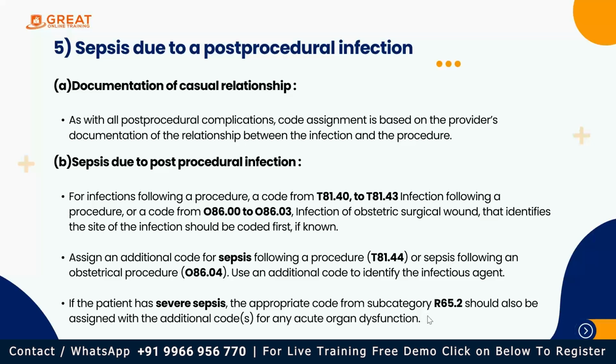code acute organ dysfunction. But in case of sepsis due to post-procedural infection, we have separate code for general post-procedural infection, and we have separate code for obstetric surgical wound infection. Because obstetric codes get priority, we have separate code for it. So we have separate code for infection also, and we have separate code for sepsis also in case of post-procedural infection. But severe sepsis code is same.